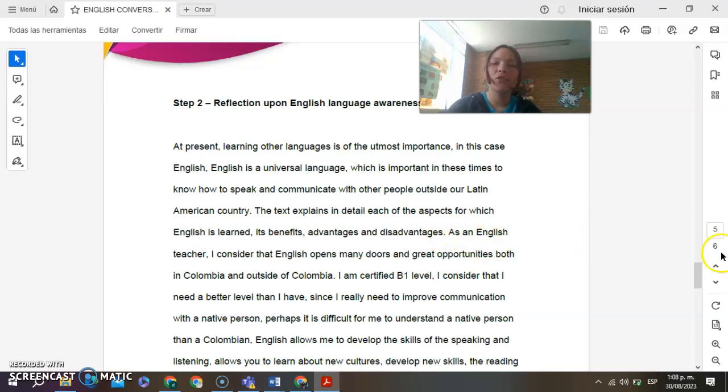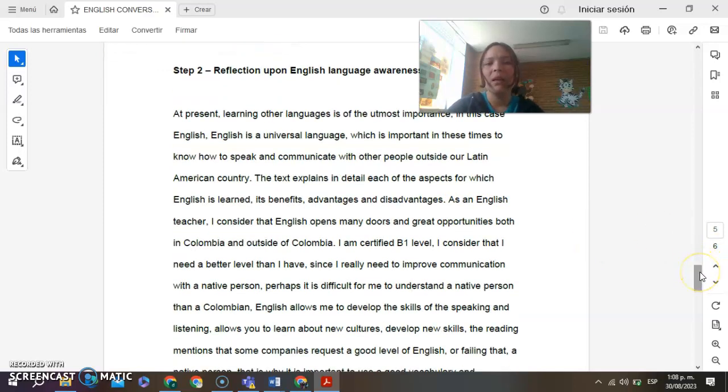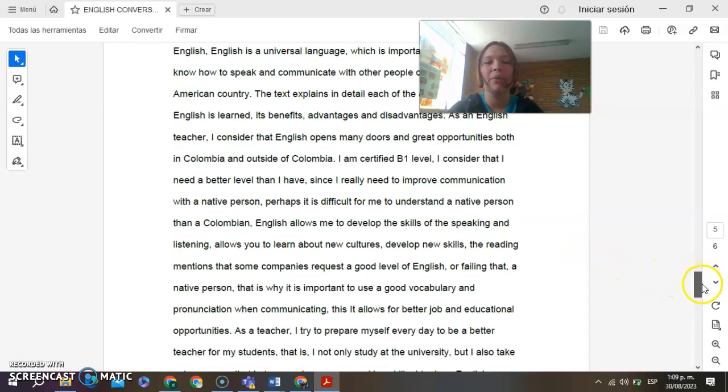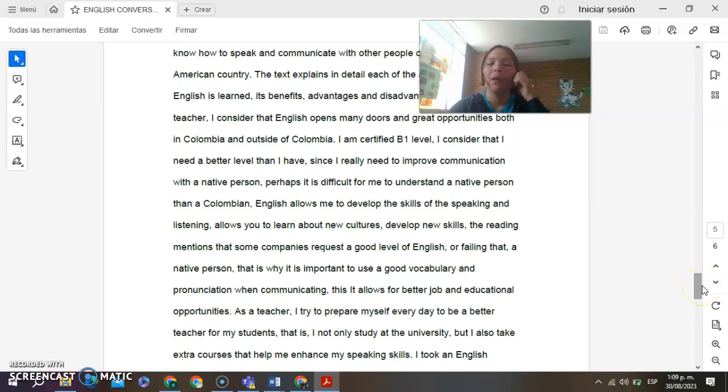As an English teacher, I consider that English opens many doors and great opportunities, both in Colombia and outside of Colombia. I am certified at B1 level. I consider that I need a better level than I have, since I really need to improve communication with a native person. Perhaps it is more difficult for me to understand a native person than a Colombian.